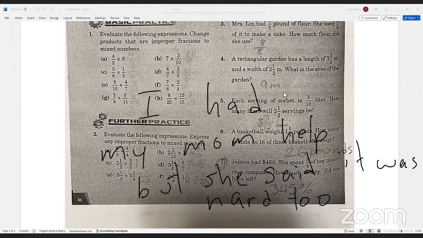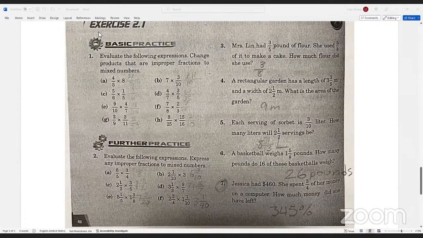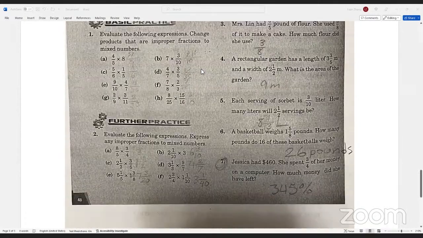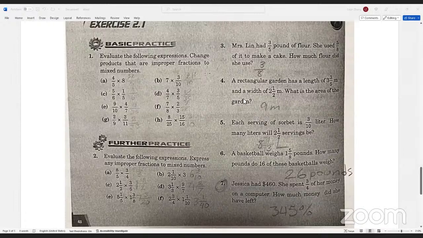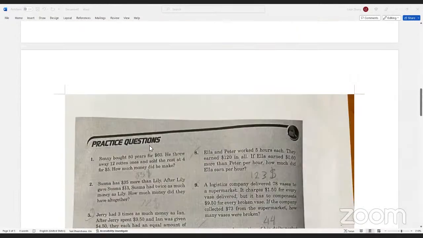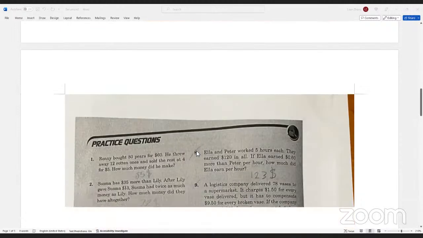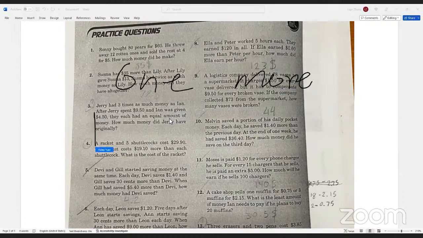Yeah. The question is pretty hard. The exercise 2.1 is for fraction, and last time we learned it in class. And for the practice questions, this is for the decimal part, because we are learning Singapore math, and all the Singapore math has some challenging questions.